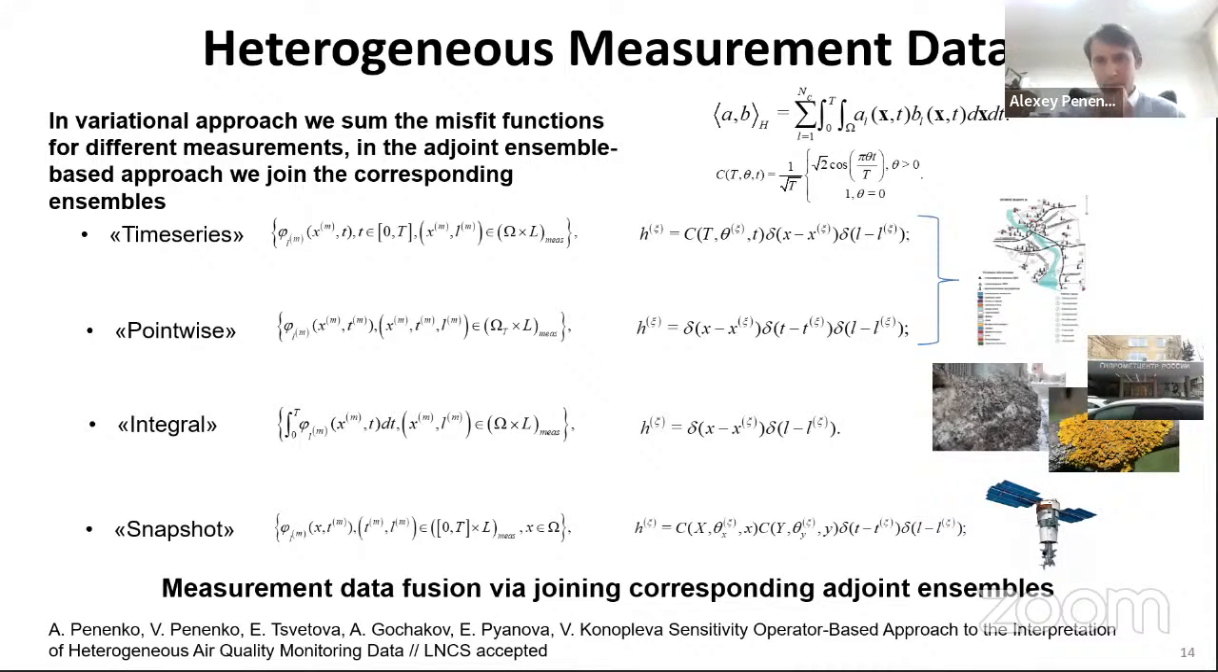Of course, a listener can say that it can also be done within the variational approach, when you just sum different terms of the cost function corresponding to different measurements. So what's special about it? Here we join the adjoint ensembles corresponding to individual measurement times. What is special? I'll try to explain.